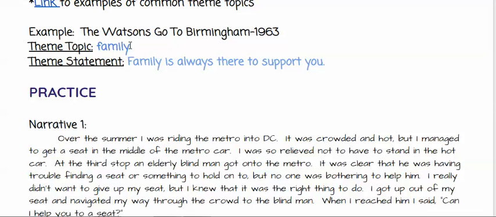So how do you get from a theme topic to a theme statement? Well, you think about what the characters do in the story. And we can come up with many examples of family helping each other. So let's think about Byron. Byron sticks up for Kenny a lot of times in this story. Even though he's tough on him and he picks on him, when it's really important, he helps him.